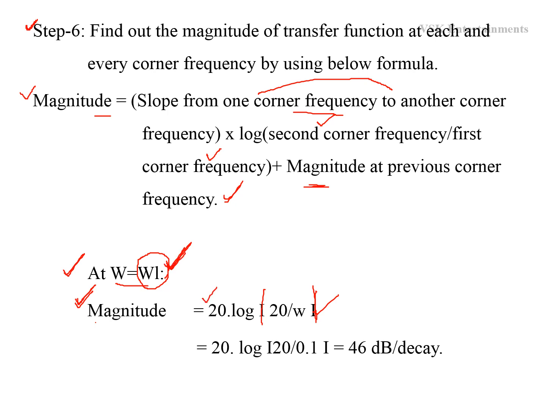So here in place of omega substitute the omega L value. Here omega L is 0.1. By substituting 0.1 we get magnitude is equal to 20 into log of 20 by 0.1. So we get 46 decibels. This is the magnitude at omega L. Similarly, we are going to find out the magnitudes at each and every corner frequency.